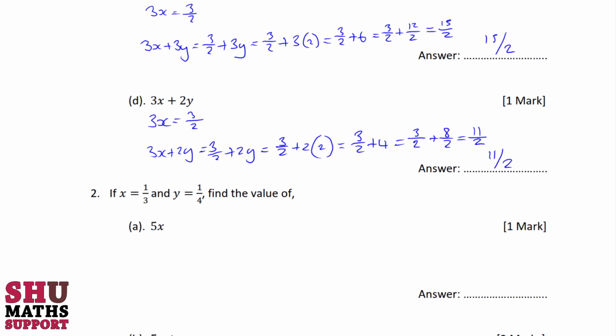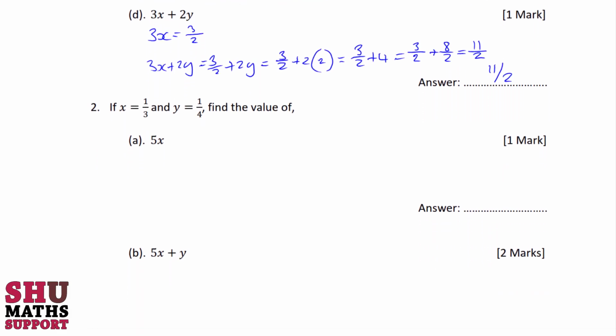Now the next question tells us that if x is equal to a third and y is equal to a quarter, then find the value of, and then the first one we have is 5x. So we have 5x is equal to 5 times the value of x, which is a third. And then 5 times a third is 5 over 3. So we have our final answer of 5 over 3.